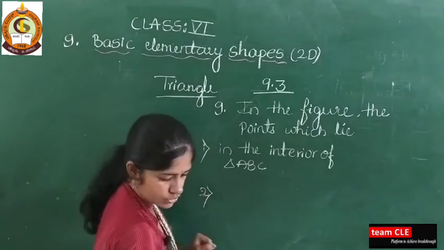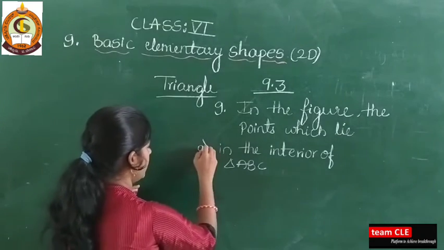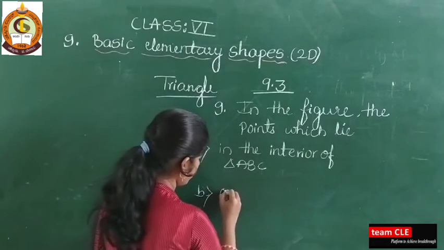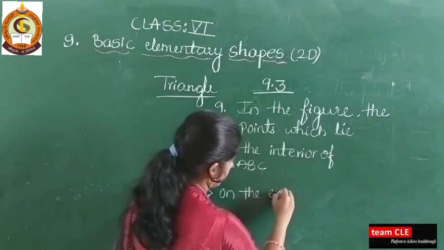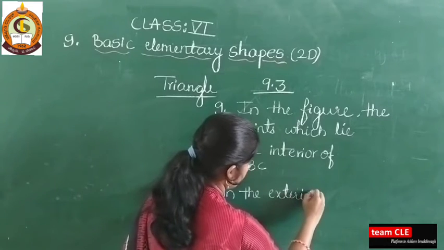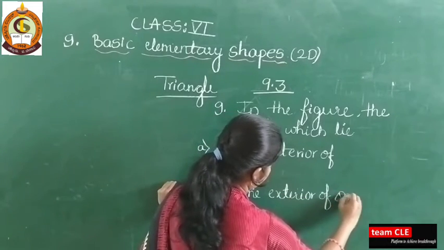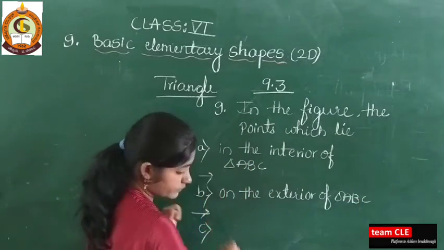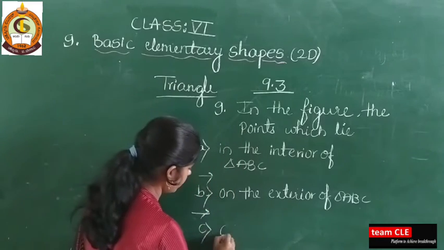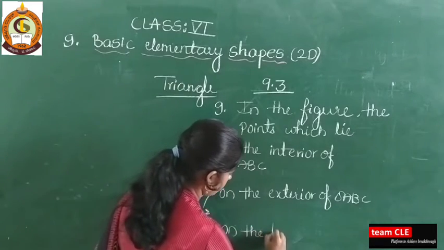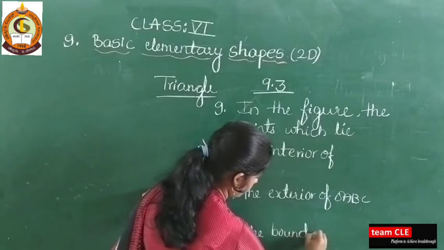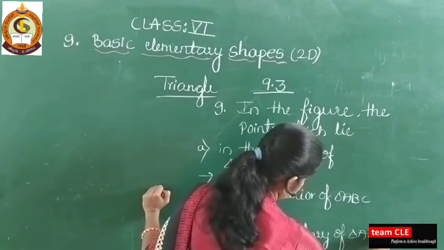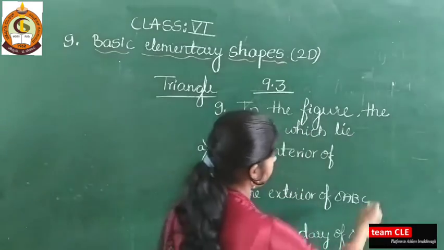Next, the second question is: on the exterior of triangle ABC. And one more question they asked is: on the boundary of triangle ABC. Yes, here I will take that figure.